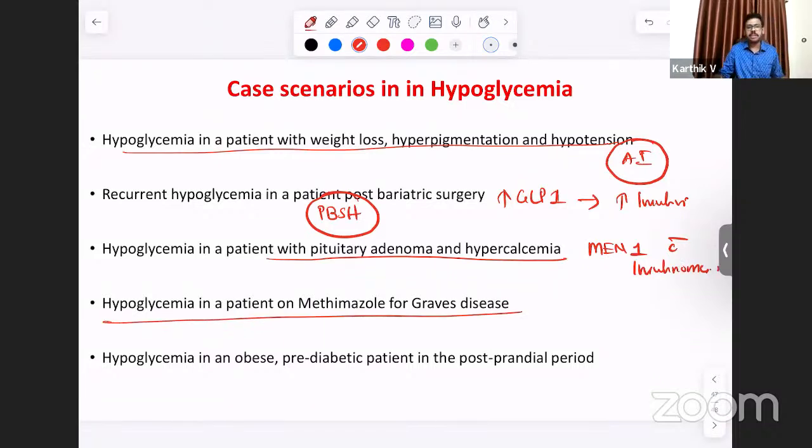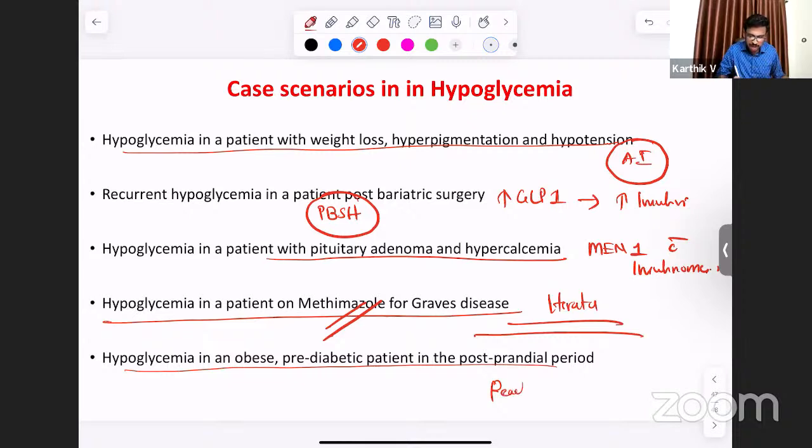Hypoglycemia in a patient on methimazole for Graves' disease. You have seen methimazole is an important culprit that can result in Hirata syndrome. So in such patients, you will always entertain the possibility of Hirata syndrome. Hypoglycemia in an obese pre-diabetic patient in the postprandial period, you should think of reactive hypoglycemia.